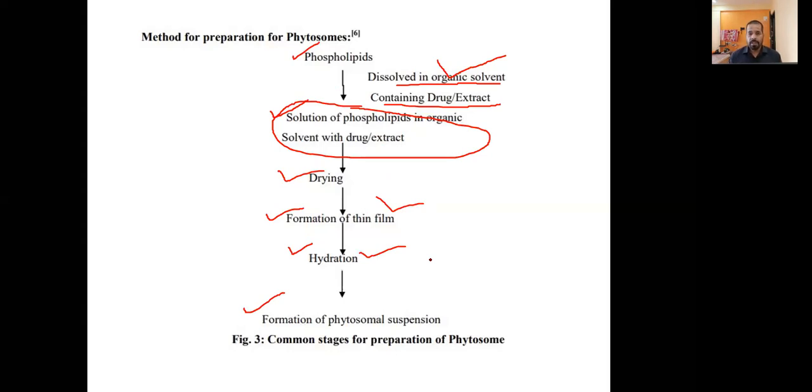Okay, so this is a method of preparation of the phytosome. So phospholipid, then drug extract, then drying, then hydration, and then formation of the phytosomal suspension. This is the method for preparation of the phytosomes.